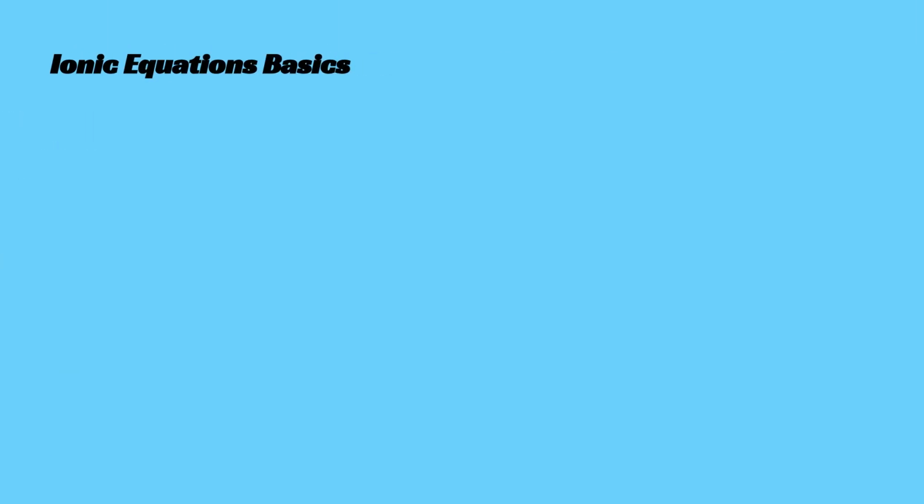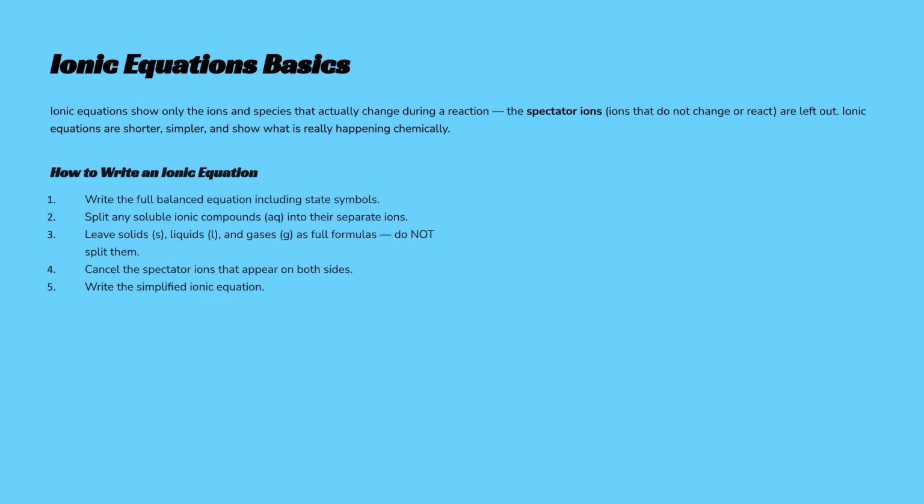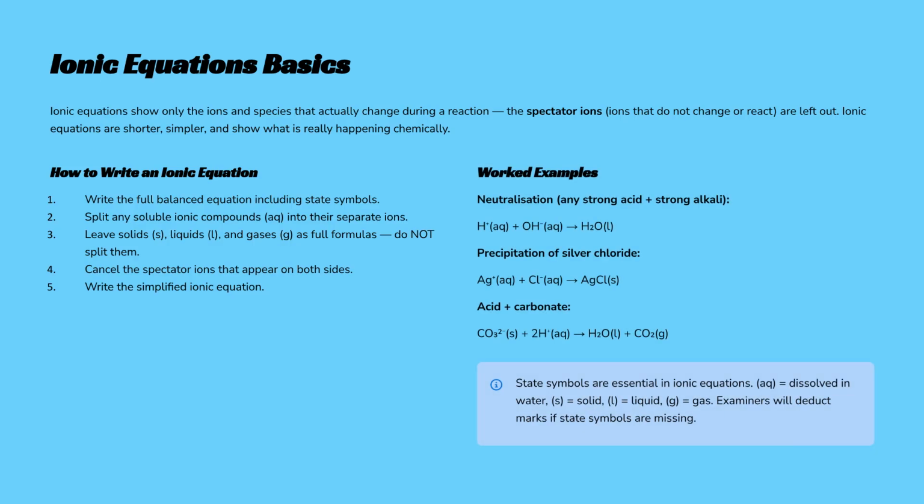Ionic equations simplify chemical reactions by showing only the species that change. To write one, start with the balanced equation, split soluble ionic compounds into ions, but leave solids, liquids, and gases as full formulas. Cancel the spectator ions to get the simplified ionic equation. State symbols are essential, and missing them will result in mark deductions.